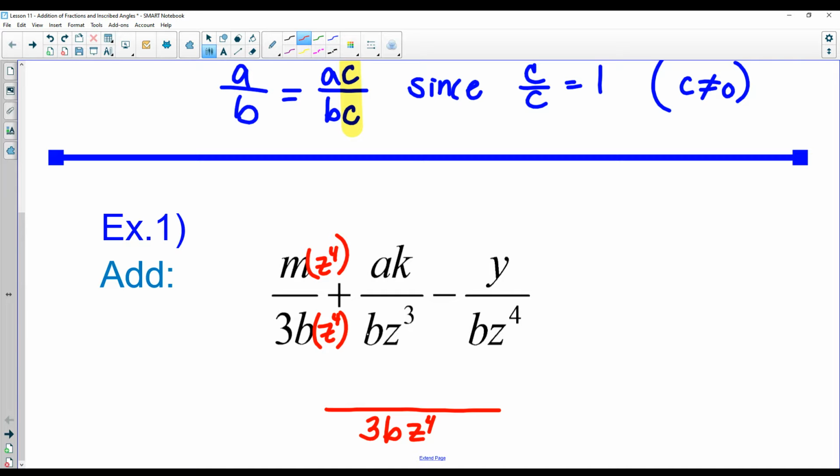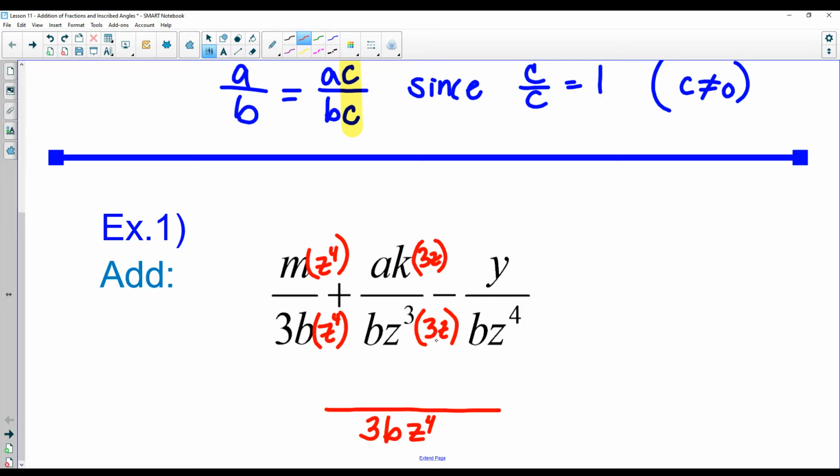All right, on the next denominator, bz to the 3rd, what would I need to multiply bz to the 3rd by to make it look exactly like our common denominator? We would need to multiply by 3, and then taking a look at the z's, I already have z to the 3rd power. I would need one more power of z to make z to the 4th. And apply your denominator-numerator rule. What you multiply in the denominator, you must also multiply in the numerator.